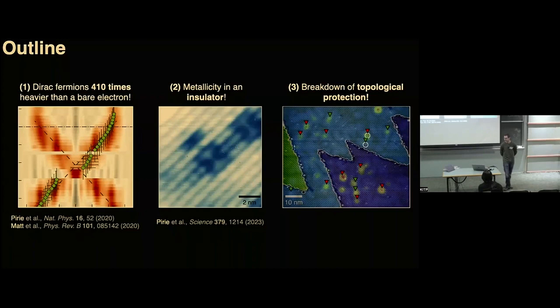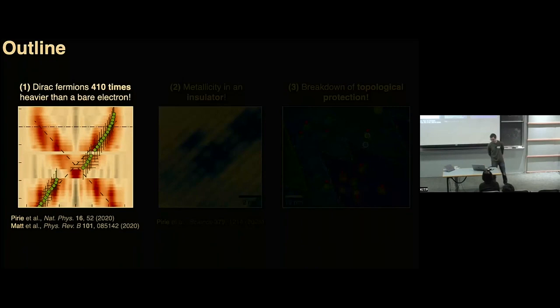So this is the outline of my talk today. I'm going to spend a little bit of time showing you the essential physics and recapping our previous results on the topological states in SmB6. But the bulk of the talk is going to be about our observation of metallicity within the insulating phase. And then if I have time at the end, I'll try and connect these two observations.